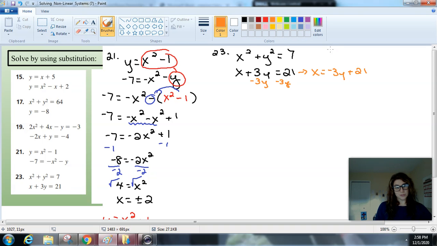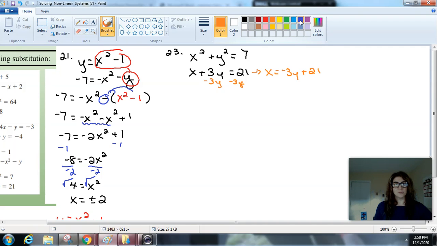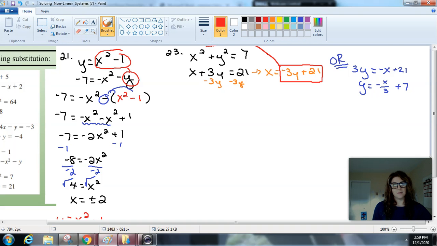Again, if you chose to get your y by itself, and I can show you that too, in that case, you would have had 3y equals negative x plus 21, and then you would have had to divide. And look, now we got fractions happening here. Doesn't mean you can't do it. You can still do the whole problem. You would just have fractions, okay? But I'm going to stick over here with the x because there's no fractions there. It's going to make life easier. And we're going to put it into the x in this problem.